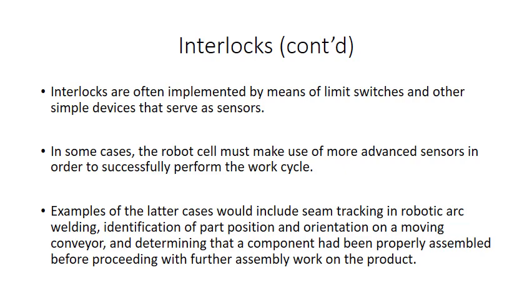In some cases, the RoboCell must make use of more advanced sensors in order to successfully perform the work cycle. Examples of the latter cases would include seam tracking in robotic arc welding, identification of part position and orientation on a moving conveyor, and determining that a component had been properly assembled before proceeding with further assembly work on the product.